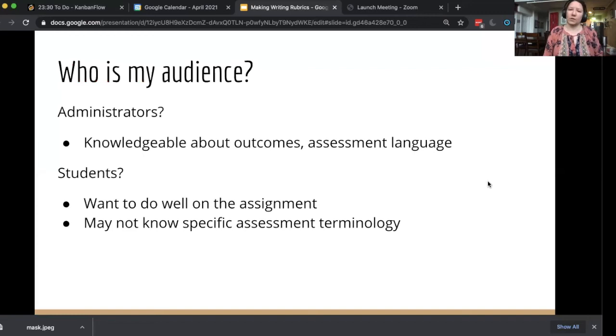Another thing to think about is who is the audience for your rubric. Sometimes rubrics are used for this bigger scale scoring, where you're looking at not just your class or your students. It's not even going back to the students. You have to report to someone, the principal or the state, about how students are doing. Well, in that case, they're going to know a lot about assessment. They're going to know a lot about outcomes. You won't need to define the terminology in the same way you would for students. Students may not know specific terminology, and what they're really after is doing well in the assignment. So you need to make sure that you know who's reading your rubric.